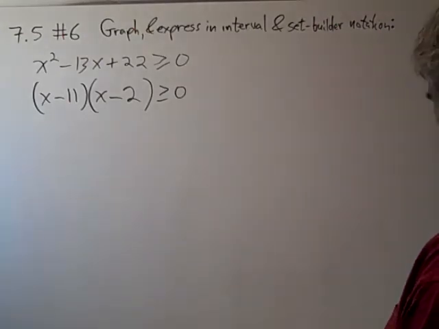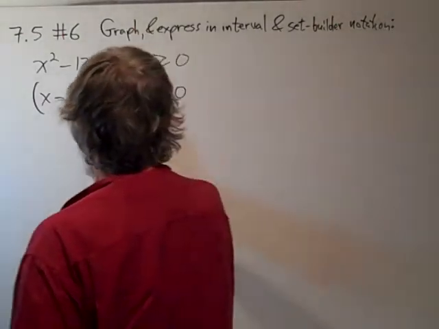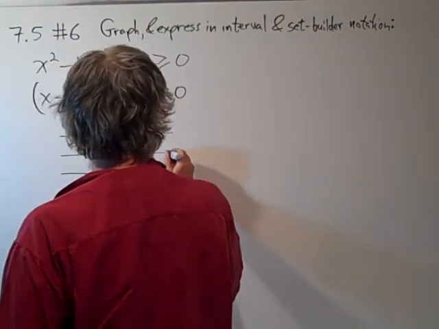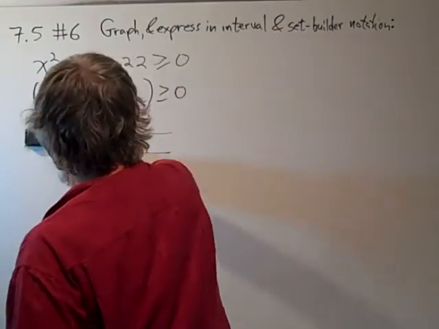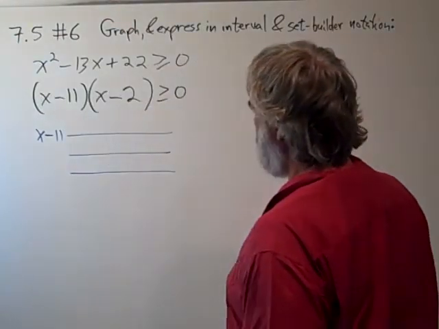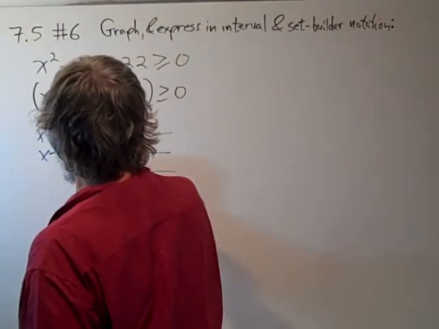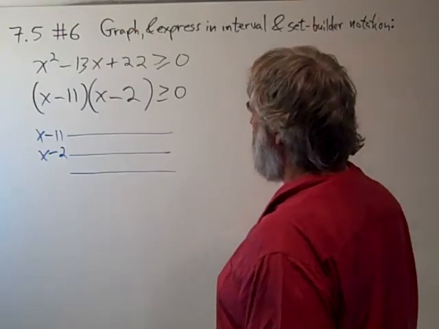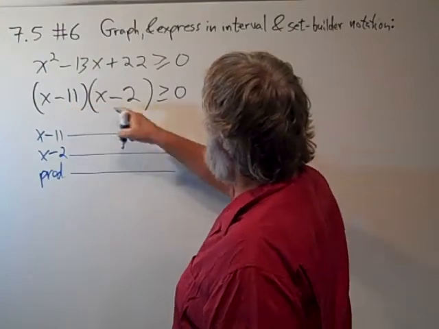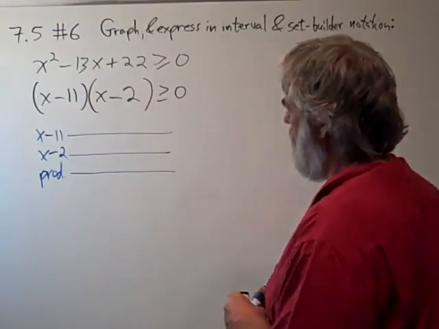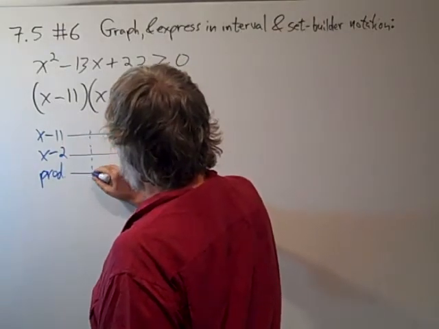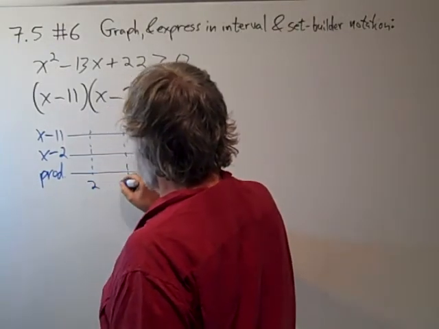So now let's make three number lines. The first of these number lines represents x minus 11. The second of these number lines represents x minus 2. And the third represents the product of the two. We're wondering, where is this positive? So when x equals 11 and when x equals 2, we've got these 2 points. So this is 2, this is 11.